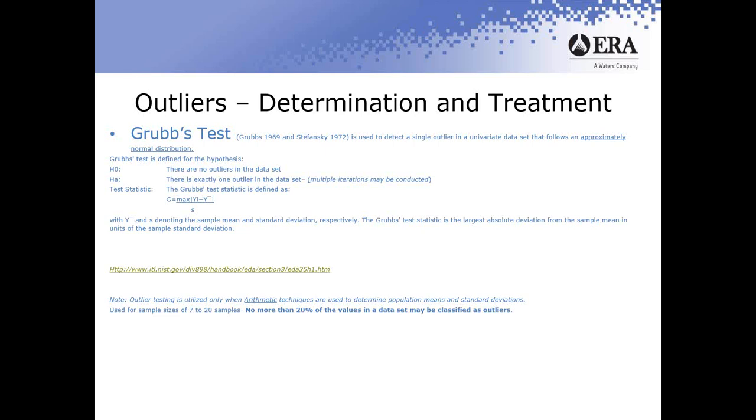One general rule PT providers have to utilize in this case is to not use more than 20% of the values in a data set and classify them as outliers. So there are a lot of rules that PT providers have to adhere to, and they're all statistically based, and they've been approved by the PT providers' proficiency testing accrediting body.